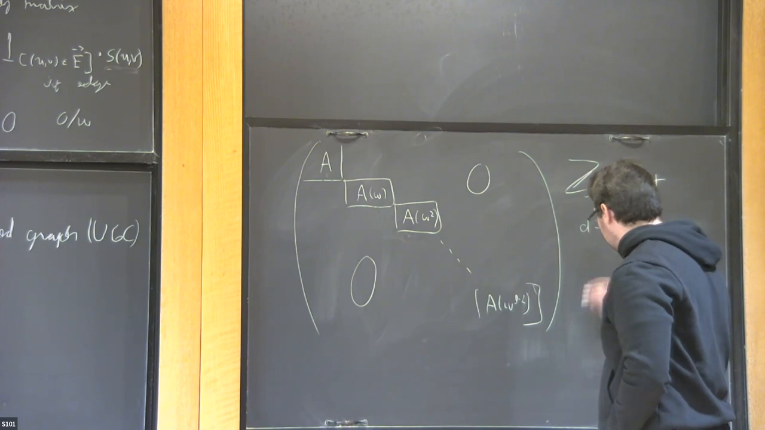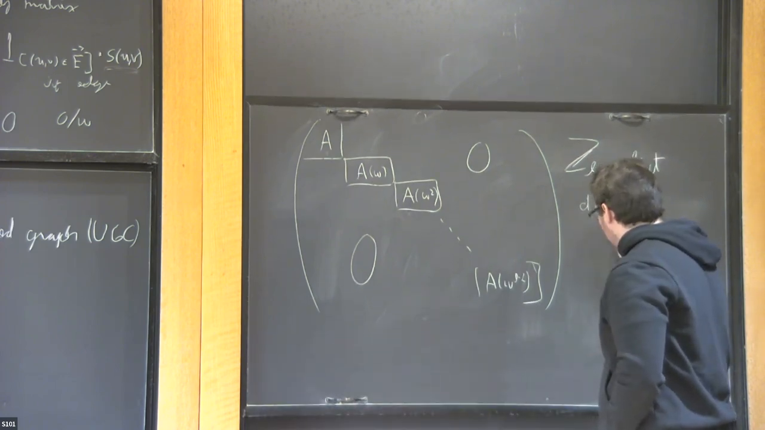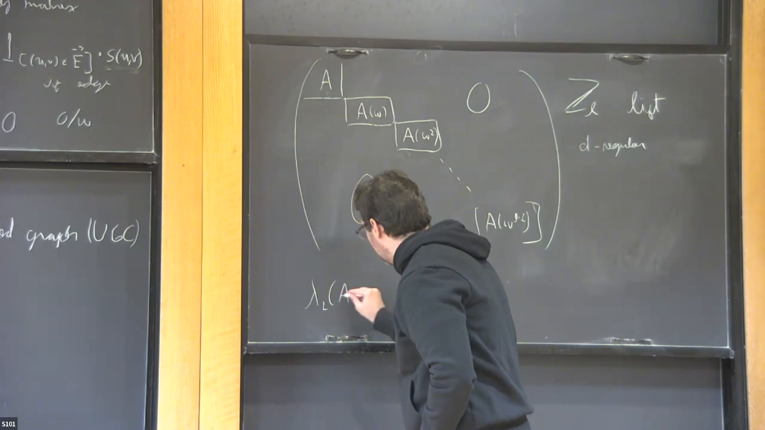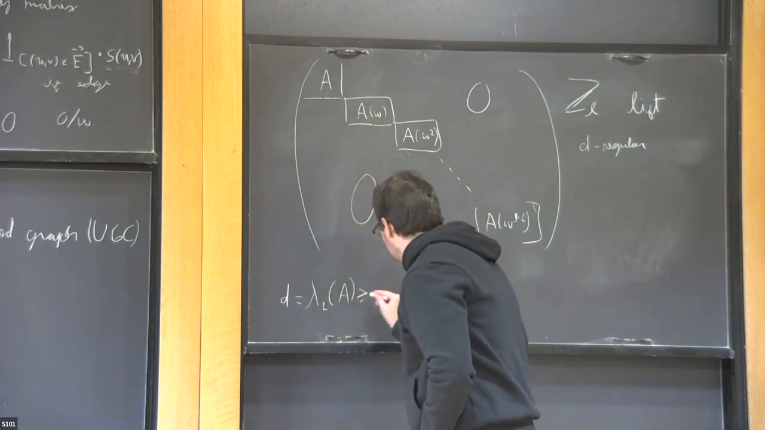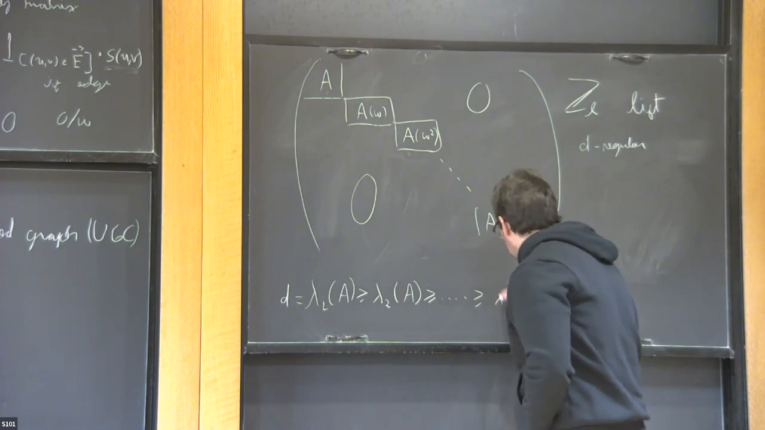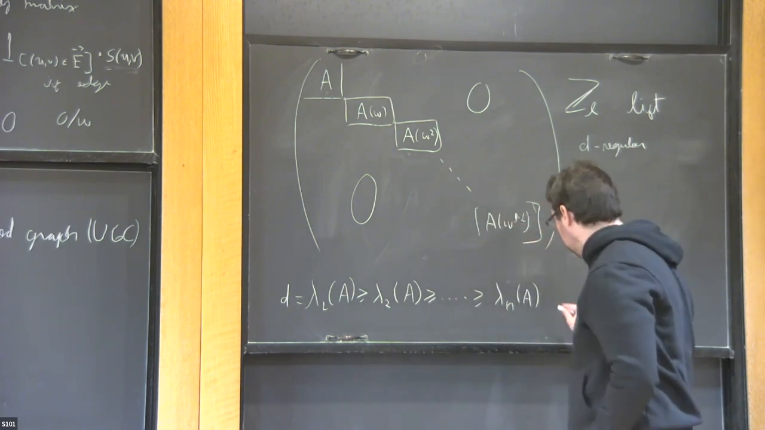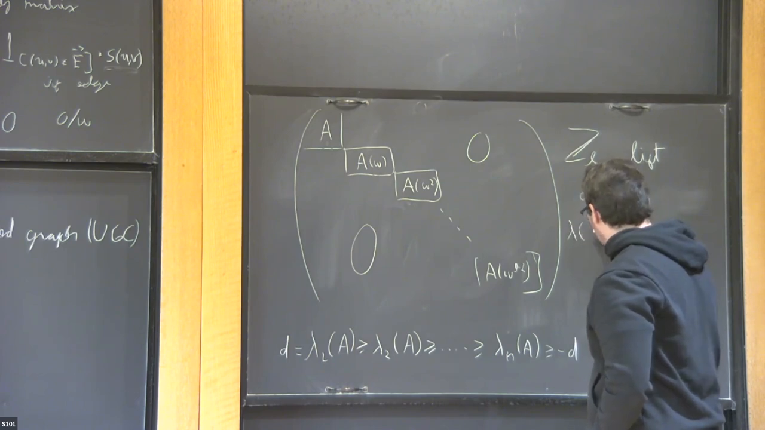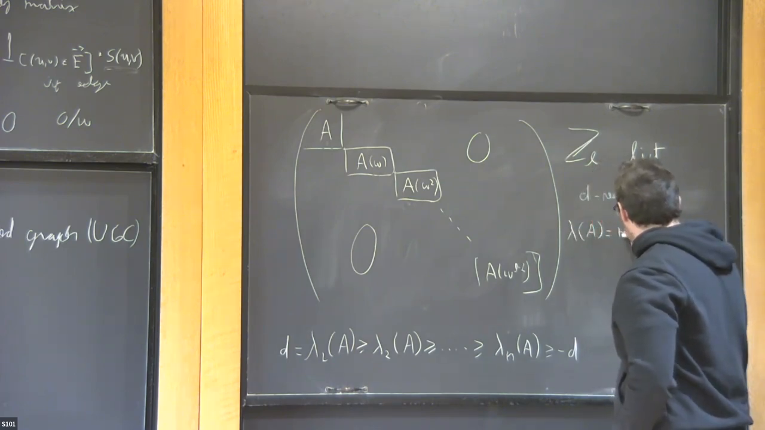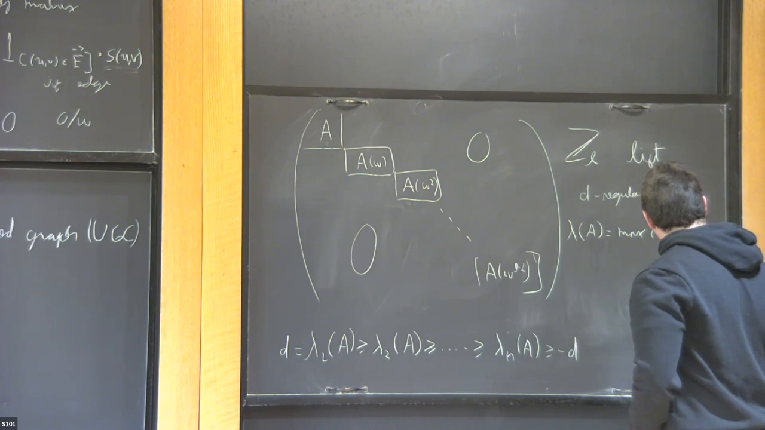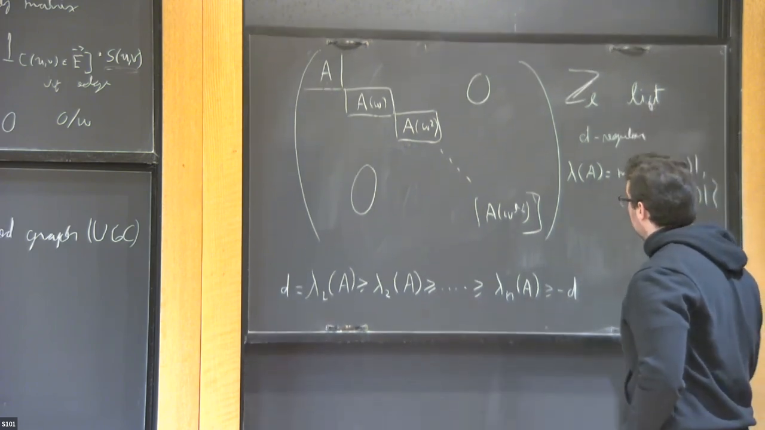Let's introduce some notation. So here we have the eigenvalues of A, right? Suppose that we have lambda 1, which is going to be D, and then lambda 2, and so on, to lambda n, which is greater than minus D. We are going to measure the spectral expansion of the graph, which is going to be the max. So here we're going to take lambda 2 of A, then lambda n. Very good. And we have the regular graph.